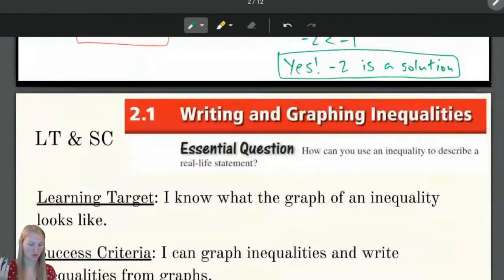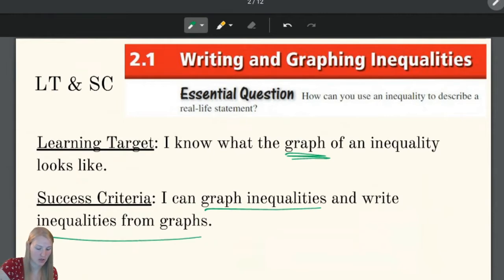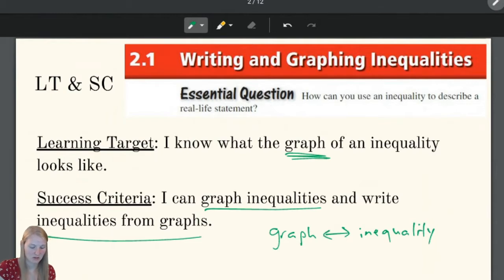Now what are we doing today? We are doing part 2 of section 2.1. Our learning target is what the graph of an inequality looks like, so we're going to do some graphing today. The success criteria is that you can graph inequalities and write inequalities from graphs. You need to be able to go between these two seamlessly.